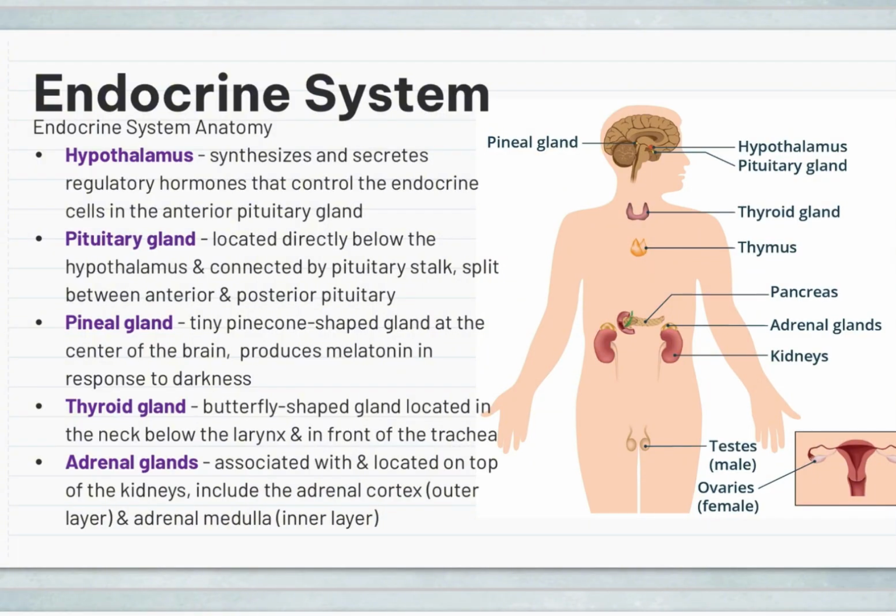The pineal gland is a tiny pine cone shaped gland at the center of the brain, and it produces melatonin in response to darkness. Our thyroid gland is the butterfly shaped gland located in the neck and the larynx, and it's in front of the trachea.